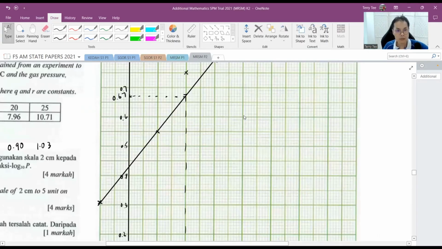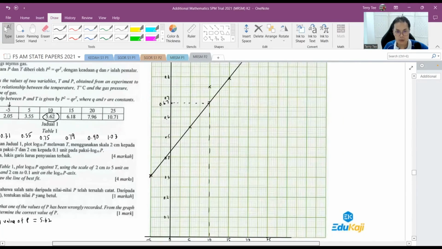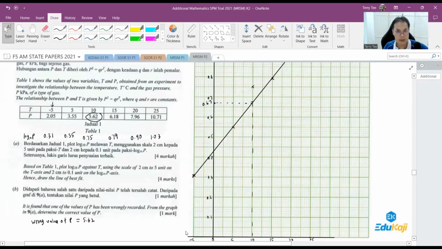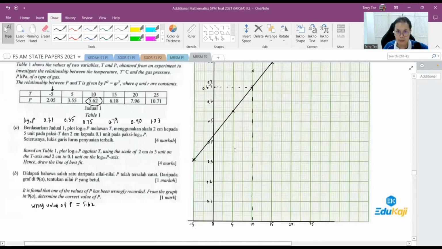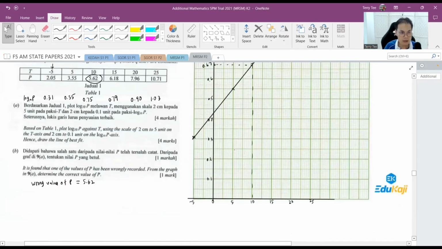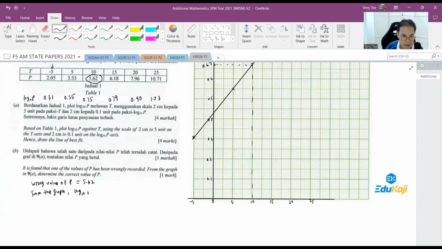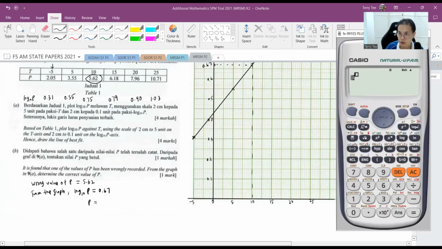All right. Let's zoom out. And now what we want to do is find the correct value. The wrong value of P is this. The correct value, remember, this is log base 10 P. So your log base 10 P is 0.67. So we can say from the graph, log base 10 P is 0.67. To find the P value, we need to use a calculator, shift log, or we call it anti-log, 0.67. And my answer is 4.68. So my correct value is 4.68.